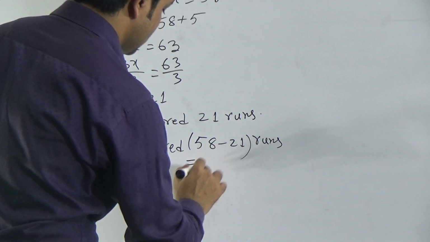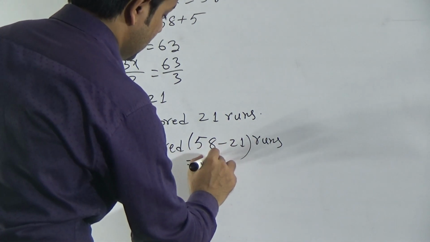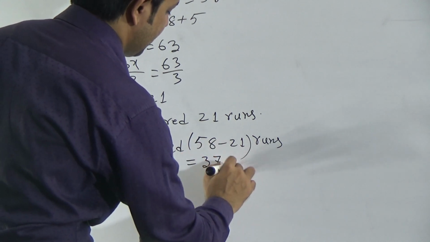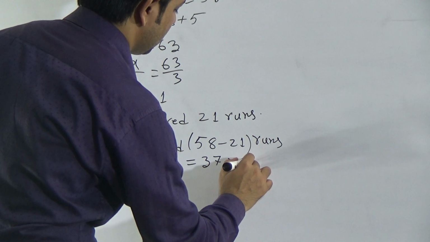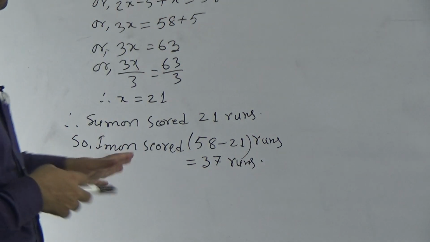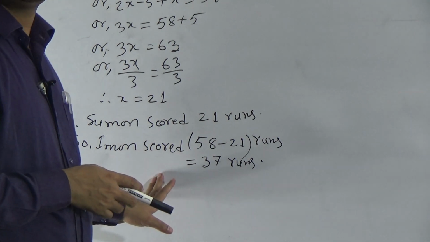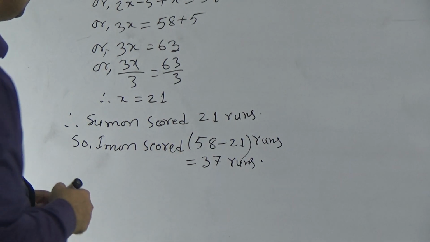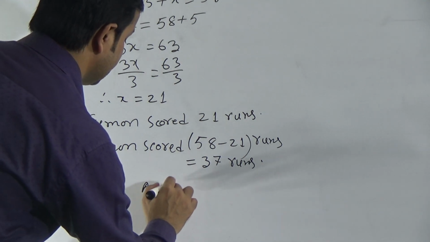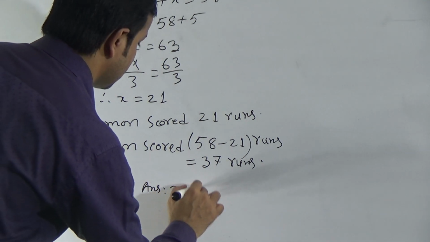This means that subtract 1, you will get 7 and subtract 2, you will get 3, 37 runs. Okay, dear students, I have solved question 13. So we can say our answer of question 13 is 37 runs.